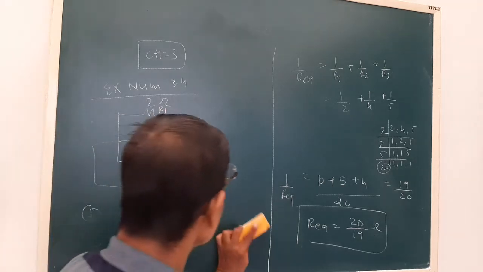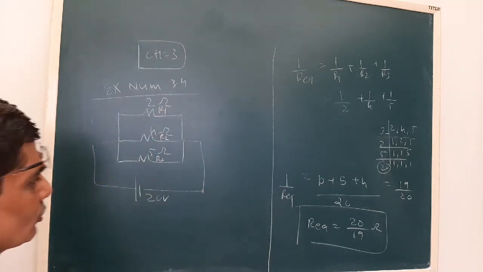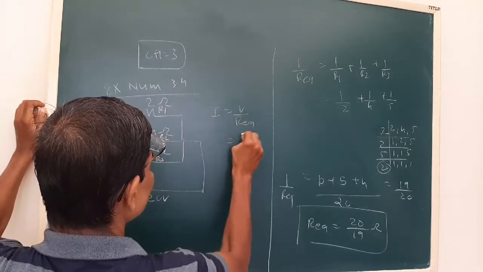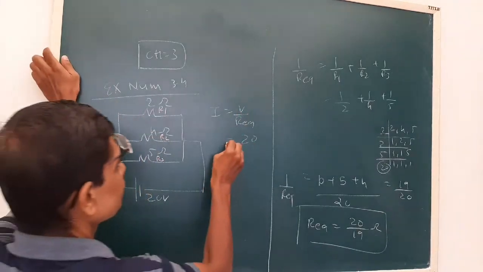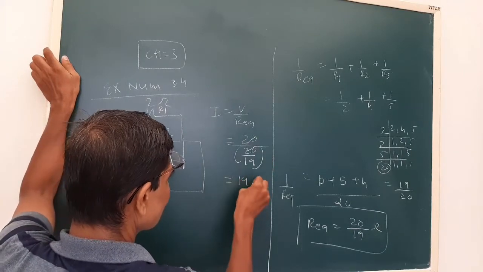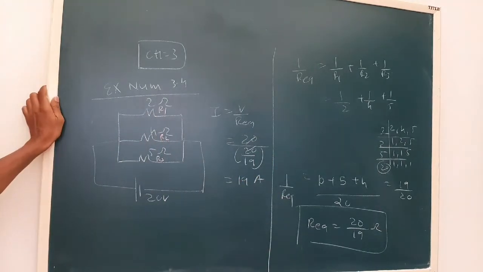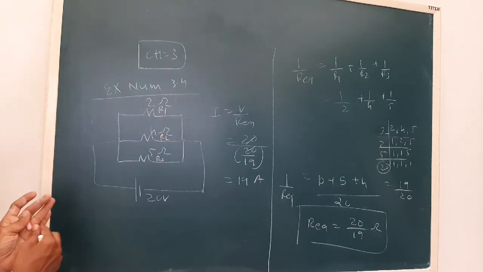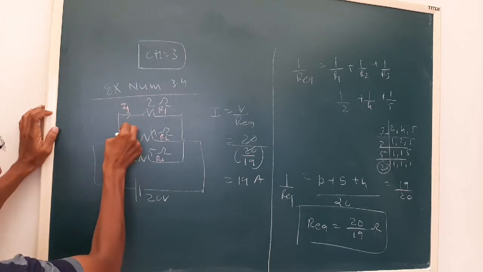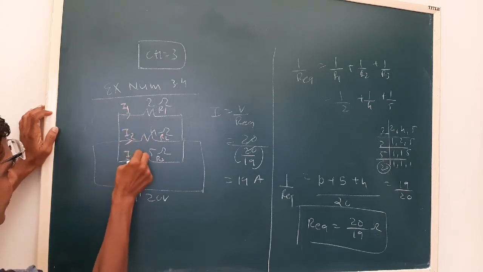Now see, the current we have to find out. First we find out the total current. That is I is V upon R equivalent. The battery voltage is 20. So what is the current? Total current is 19 ampere. Now we have to find out the current in each branch. Let us say in R1 the current is I1, in R2 it is I2, and in R3 it is I3.